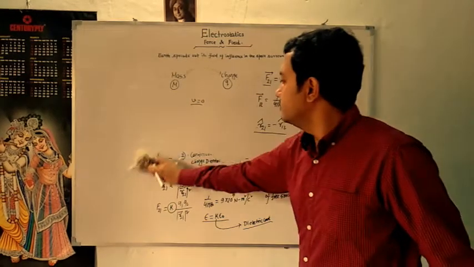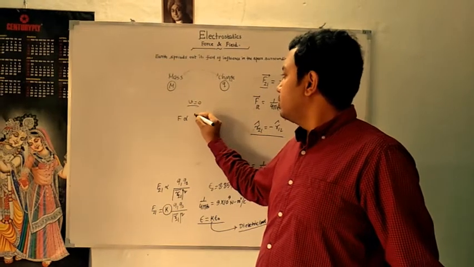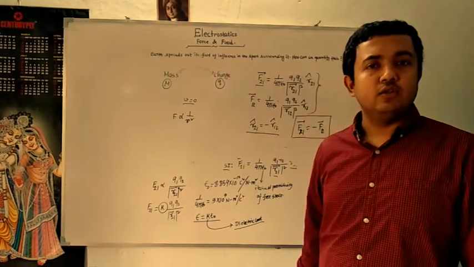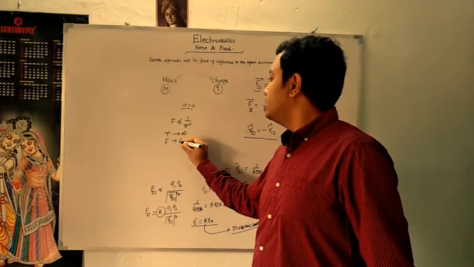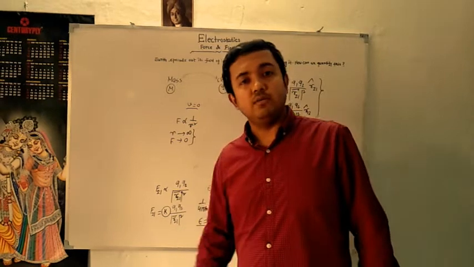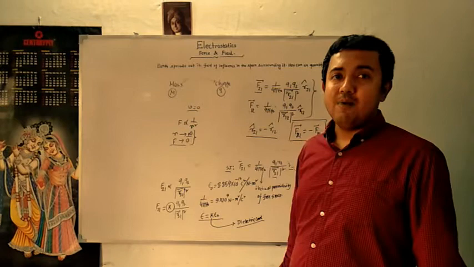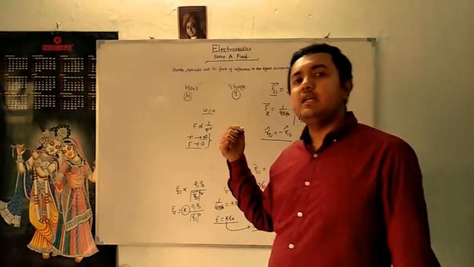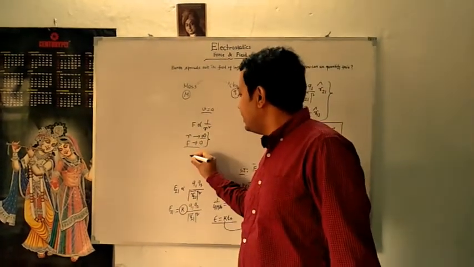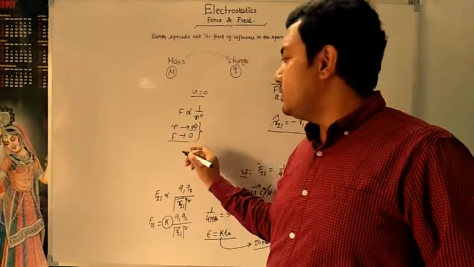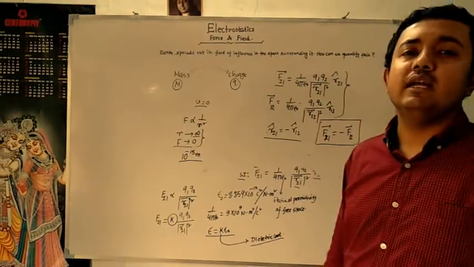Now we can see, as this force is proportional to 1 by r square, so if we put r tends to infinity, then the force becomes 0. That is, this force is a long range force. If the distance tends to infinite, then the force becomes 0. But there is experimental evidence to believe that for short range, this force vanishes over a region of dimension 10 to the power minus 15 meter, that is nuclear diameter.